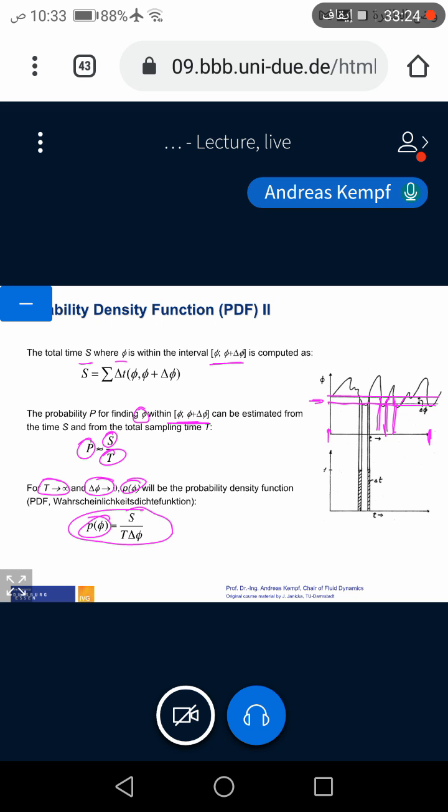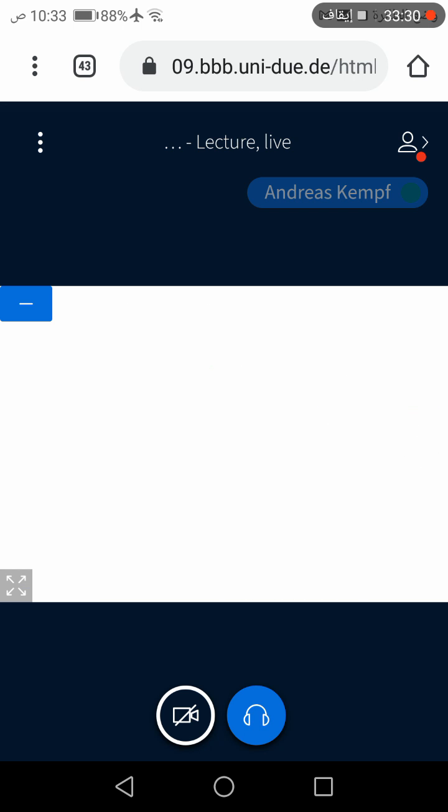I can continue. The good thing is you can always look this up. I will upload the PDF file later on the Moodle so you can access it.